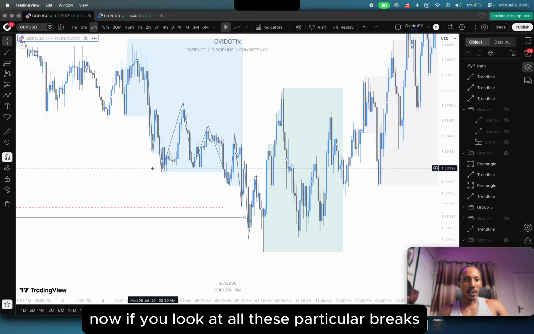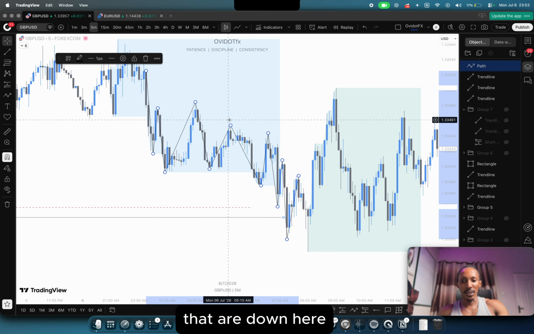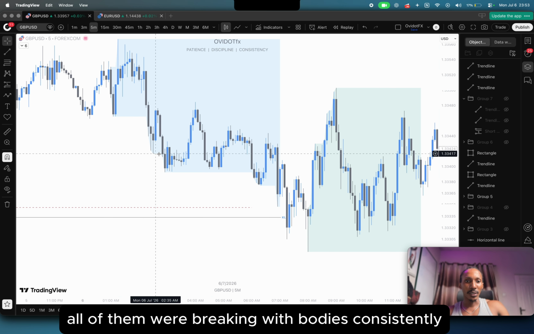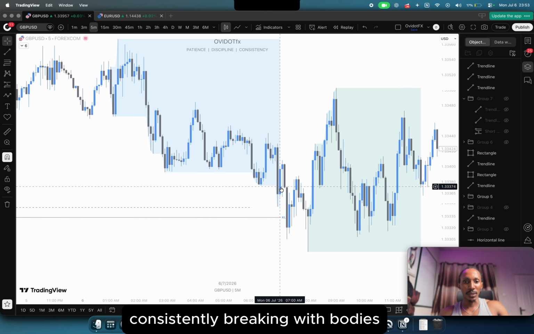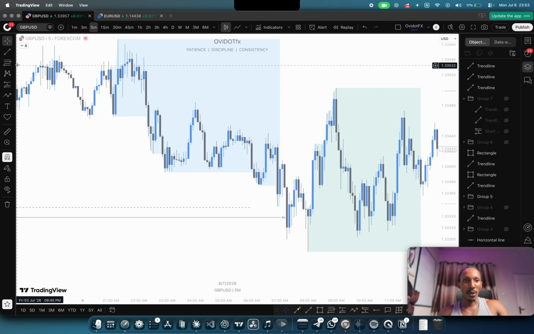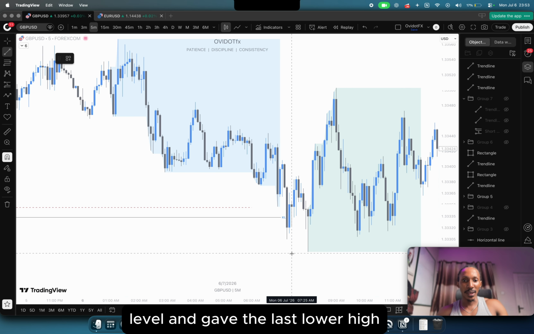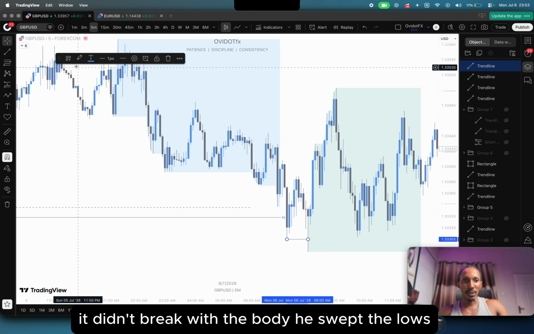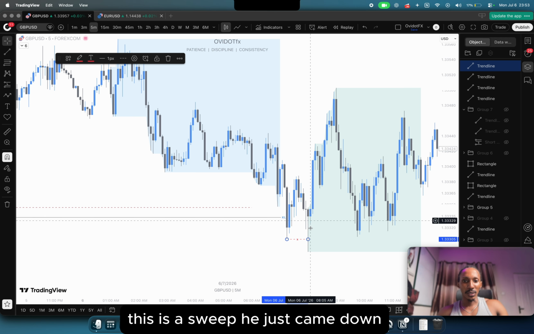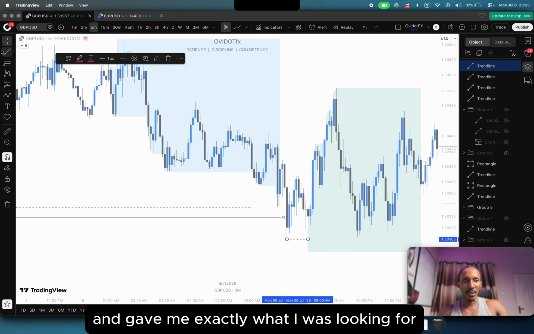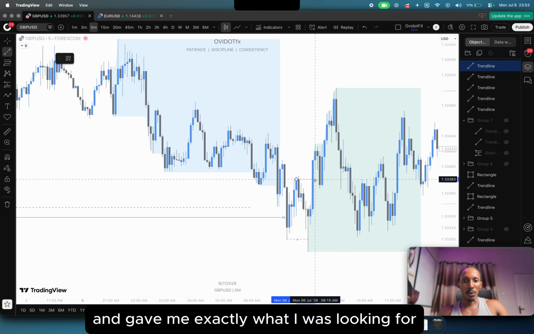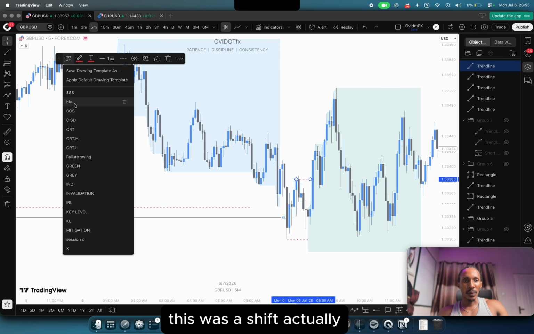Now, if you look at all these particular breaks that are down here, all of them were breaking with bodies, consistently breaking with bodies, until price got to this point here when it mitigated this key level and gave the last lower high. It didn't break with a body, it swept the lows. This is a sweep. It just came down, took these lows, and pushed up immediately and gave me exactly what I was looking for. This was a shift, actually.